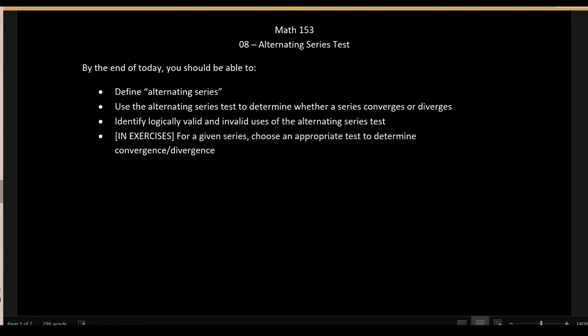So today's material is probably going to be relatively short. We're only going to cover the alternating series test, because what I want to do today is have a slightly longer exercise set so that you can get practice deciding which of our many tests to use given any particular series. So by the end of today, we should be able to define this term, alternating series. We should be able to use the alternating series test to determine convergence or divergence. Of course, as always, determine when that test can be used appropriately. And then in the exercises for today, practice deciding which of our many tests you should use for a particular problem.